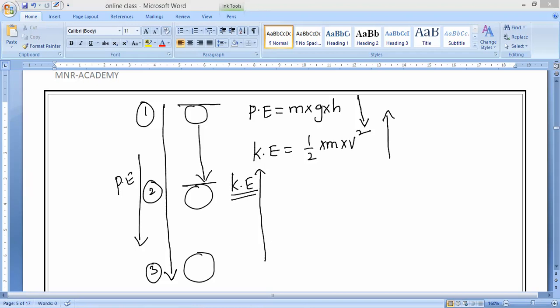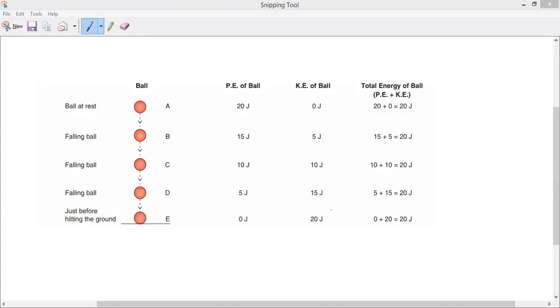Now let me consider the ball at a certain position above the ground. In this image you can notice the ball is at a certain position above the ground. That position we call A, where the ball is at rest, at the top from the ground. Is it okay, everyone?